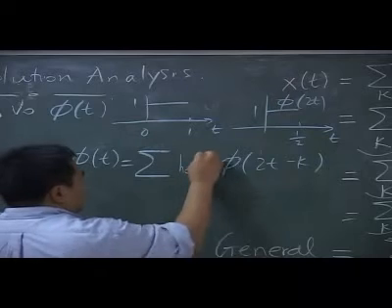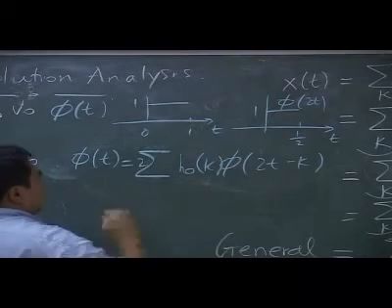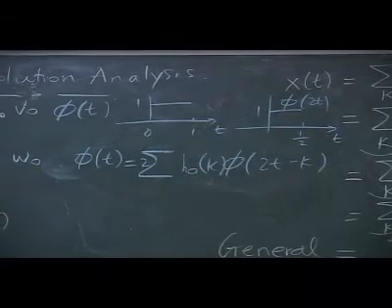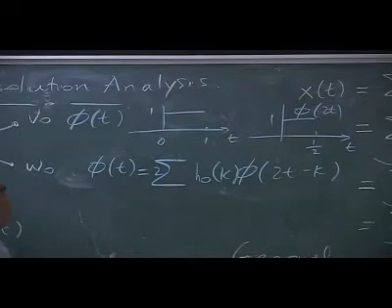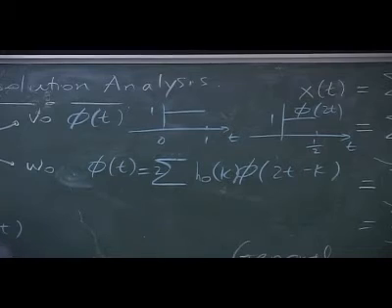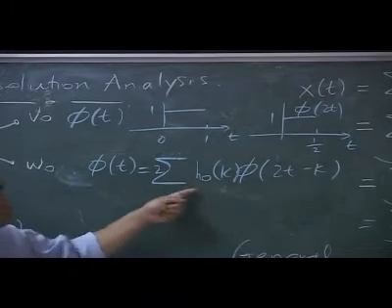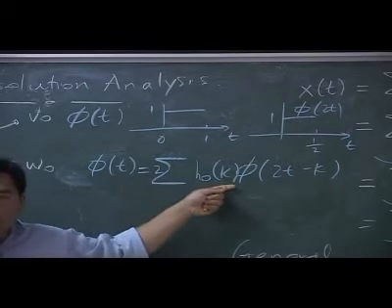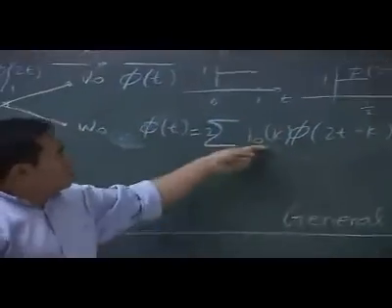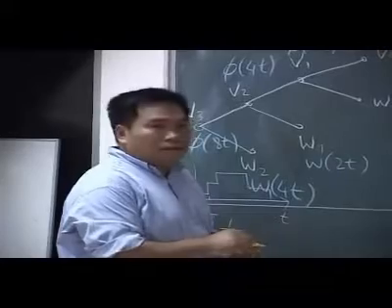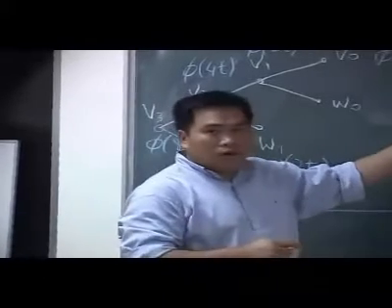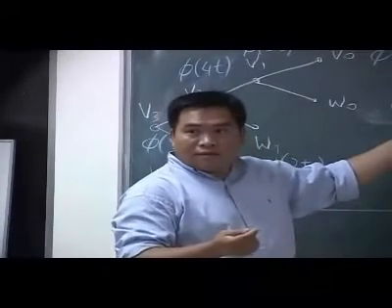as a linear combination of phi of 2t. But the weighting factor that we use to represent it is actually 2 h naught of k. In this example, what is h naught of k? There are 2 here. So it's 1/2, 1/2, right?